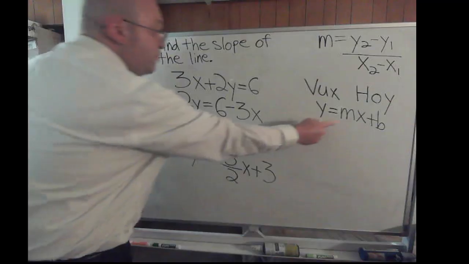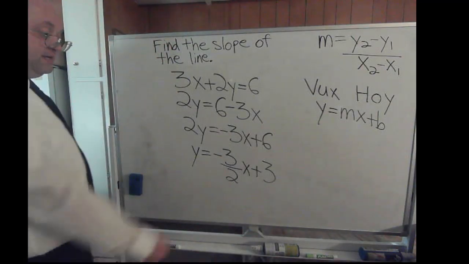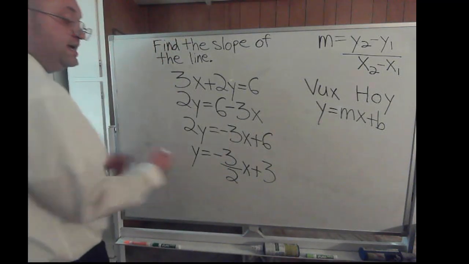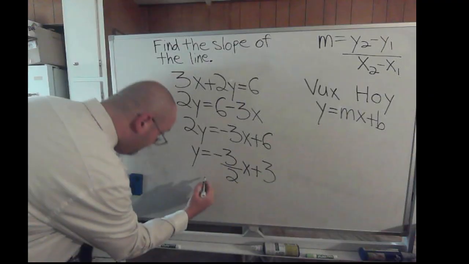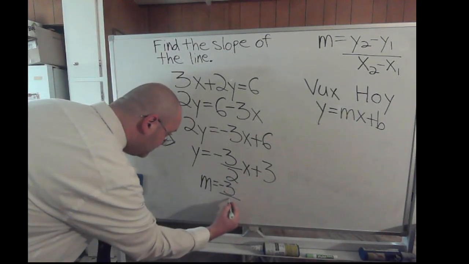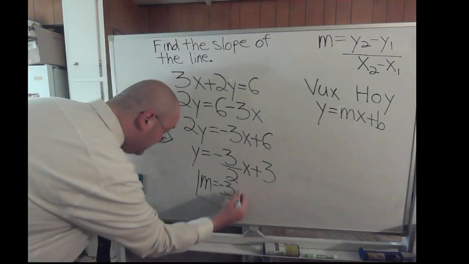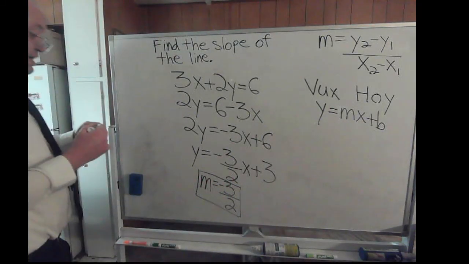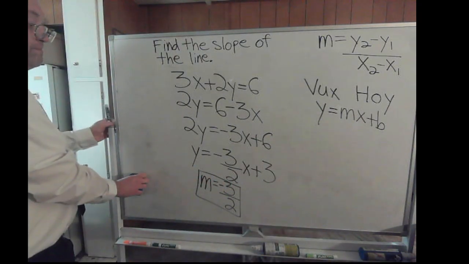Now we have it in the form y equals mx plus b. The coefficient on x is negative 3 halves. Therefore, your slope is going to be equal to negative 3 halves. That would be the answer for the slope of this line, negative 3 halves.